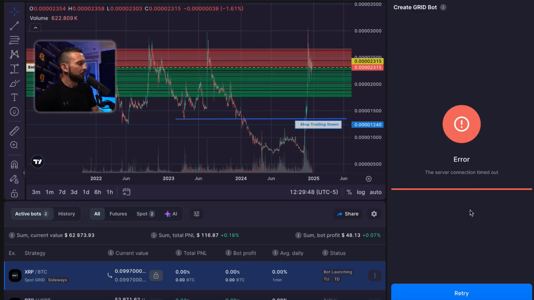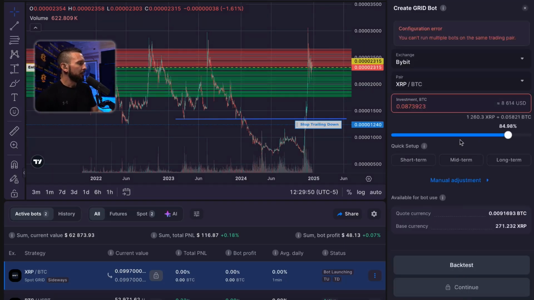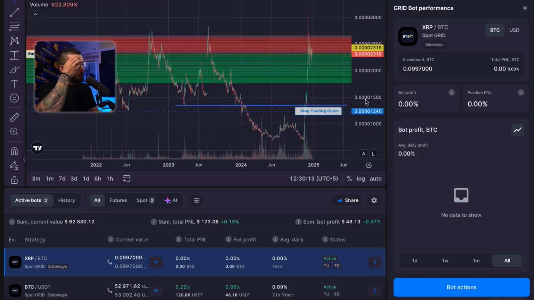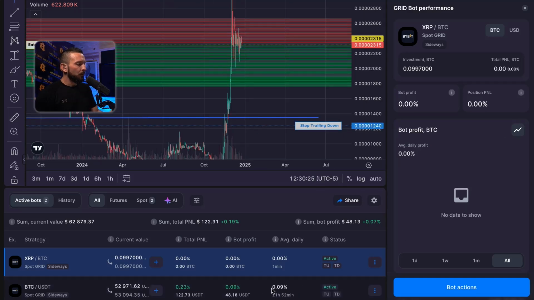And you see it, error, server timed out. Let's try it again. And now you can see, okay, it didn't time out. Looks like our bot's running. So we got our bot set up. You can see it right here. It's active. It has no portfolio, no profits.